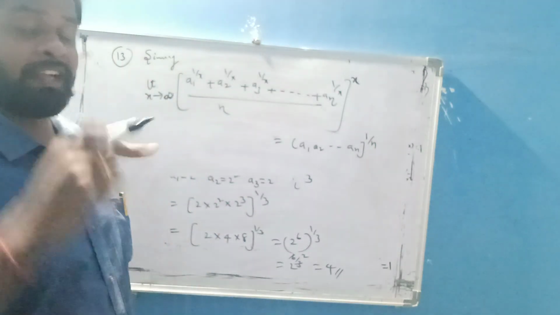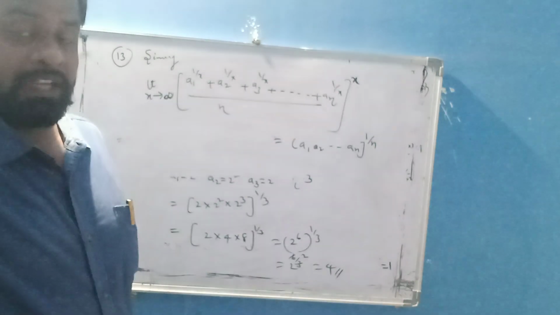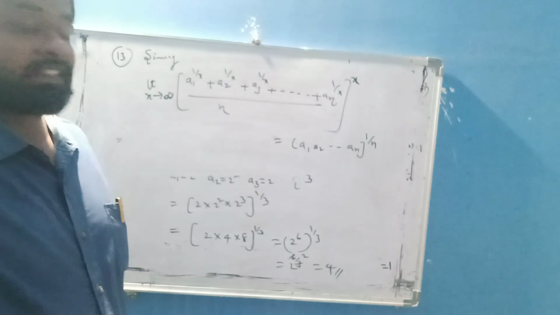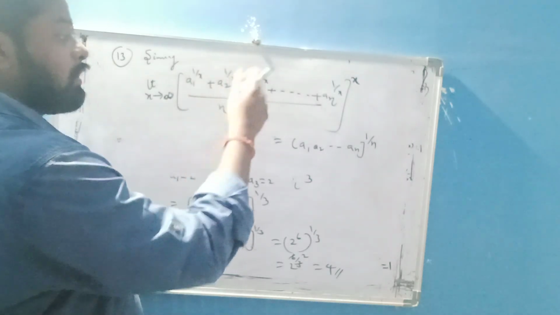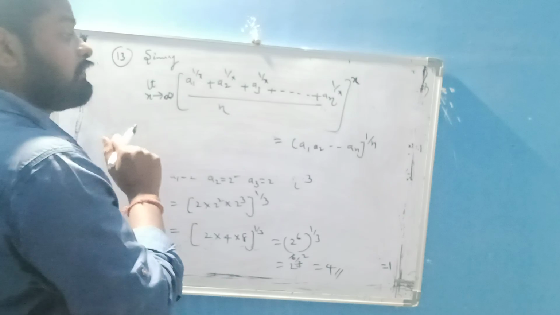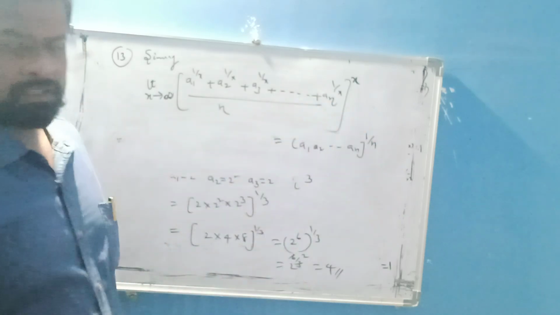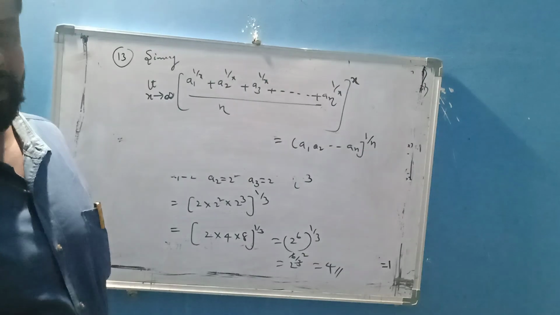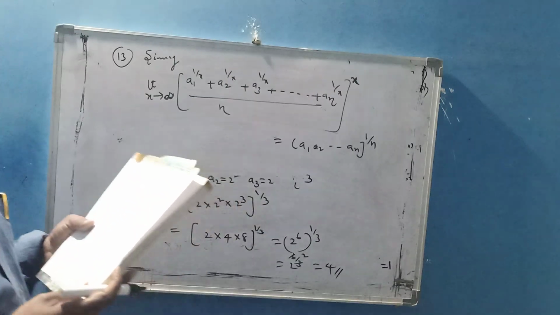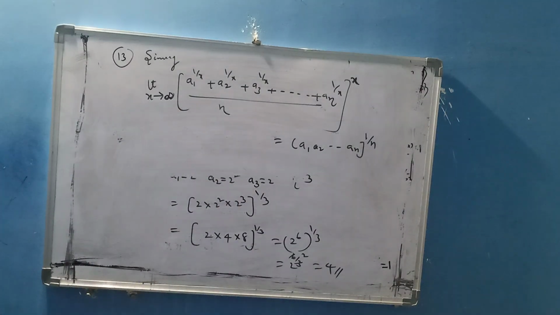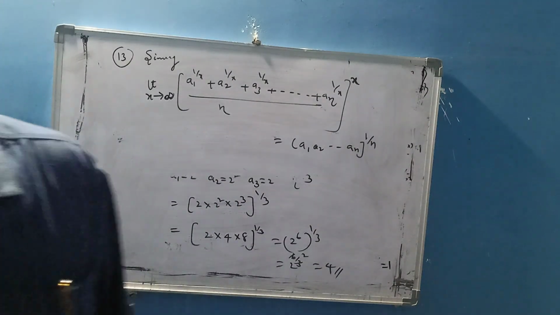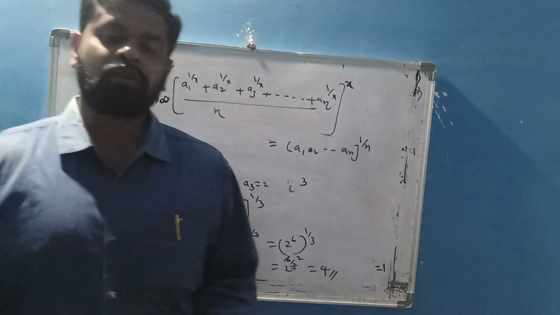Here A1 power 1 by x. In the last one it is A1 power x, A2 power x, A3 power x. But here A1 power 1 by x, A2 power 1 by x, A3 power 1 by x, with x tends to infinity given. Same formula: A1, A2, A3, so on An, whole power 1 by n. These are the total formulas.